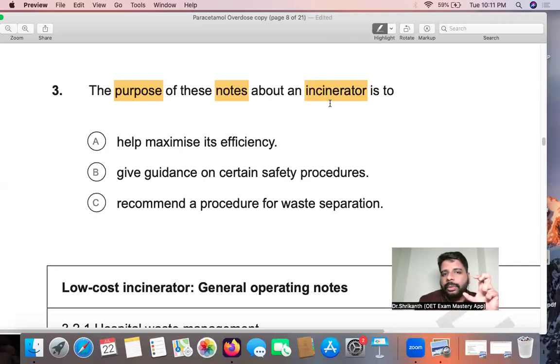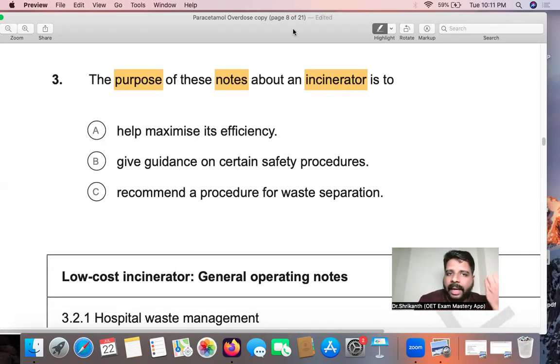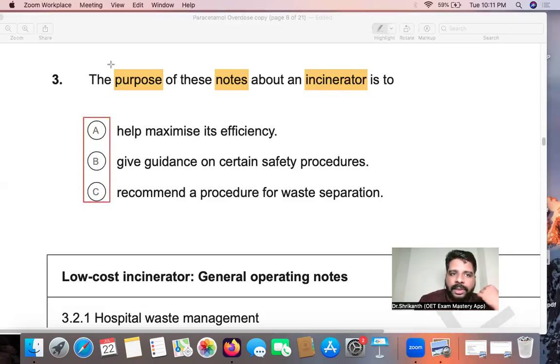Here the question is asking you, why are these notes written? What is the purpose of these notes? What is the reason for writing these notes about the incinerator? The reason. That is what you need to find out. So you have that clarity. Now, what is answer option A, answer option B, and answer option C? They are all related to the purpose of the question, right? Answer option A, maybe for this reason, these notes were written. Maybe for reason option B, they were written. Maybe for answer option C, that was the reason for writing these notes about this incinerator.